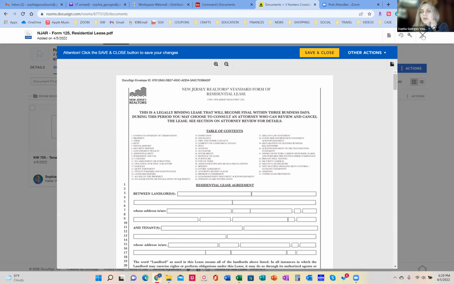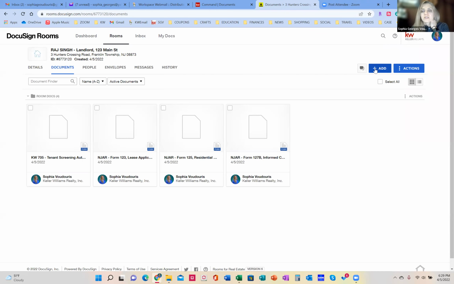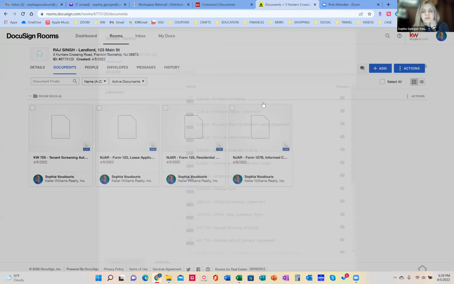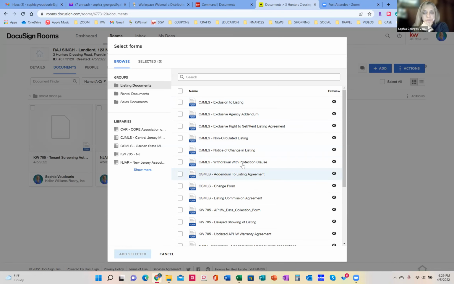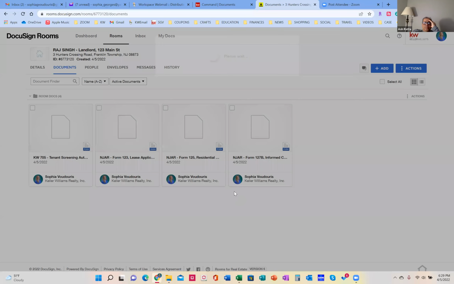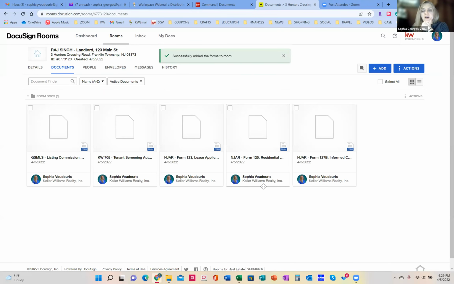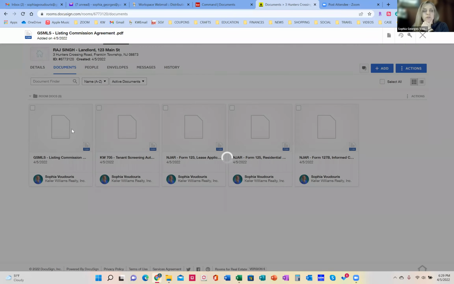Okay. You guys know the listing agreement, right? It's basically the same one, like let's say for Garden State. This one. But instead of filling it out for a sale, you're going to fill it out for a rental. I'll show you really quick.